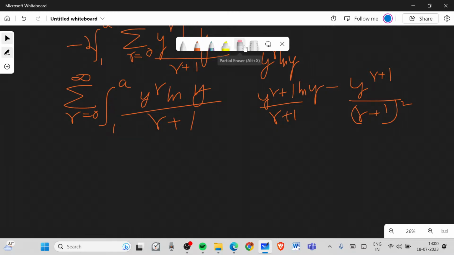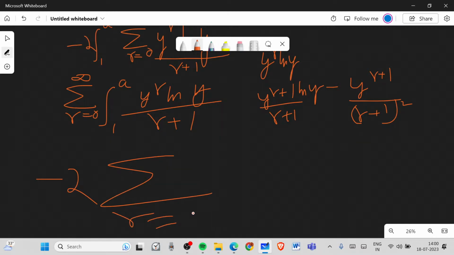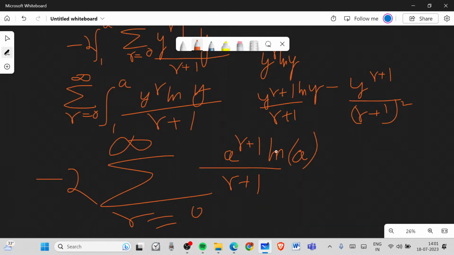So what we can simply do is minus 2 outside, sum over r from 0 to infinity, and putting limits, a is 1, a to the power r plus 1 by r plus 1, putting a ln a. Is this that Li form?